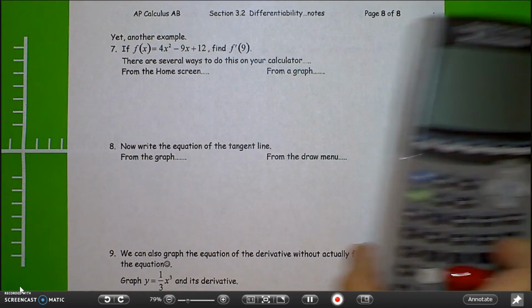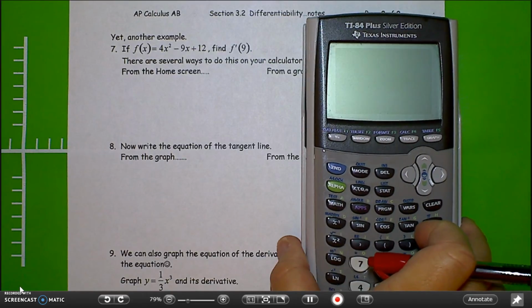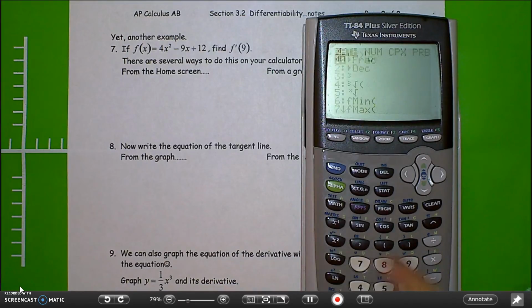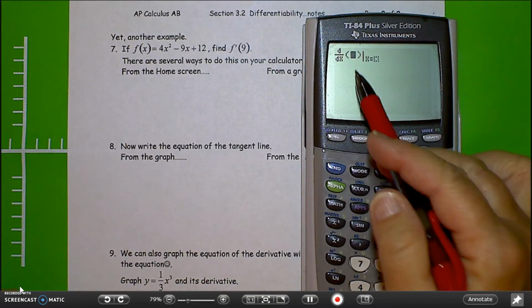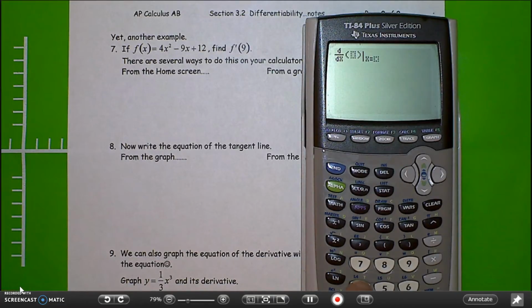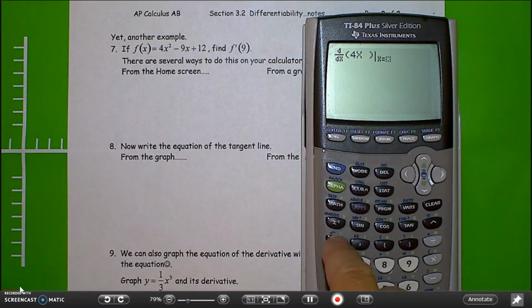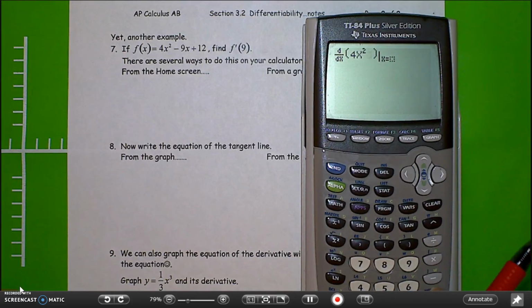You could be on the home screen of your calculator, and I could just use my n-derive formula. Remember, that's math 8, and I need to put in the variable of interest there, put in my function there. You could also use y1 to enter your function and then refer to y1 from here. I'll show you that in a minute.